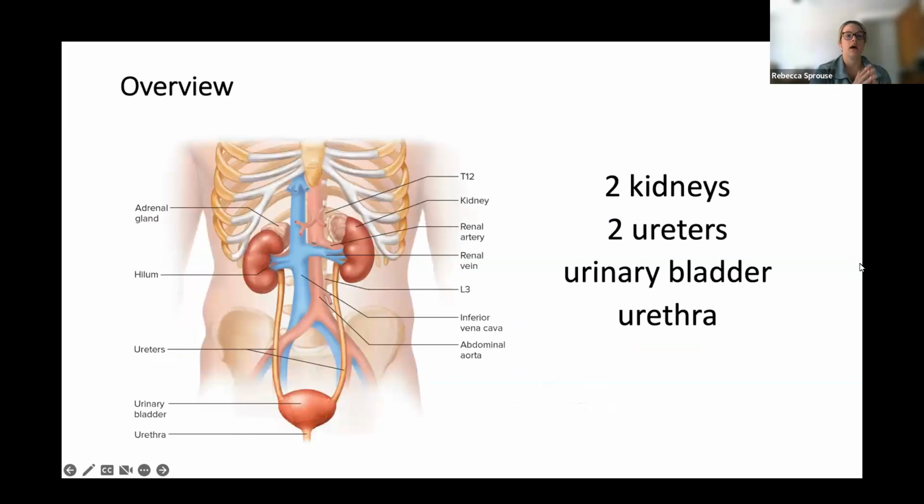Okay, so the urinary system is made up of 2 kidneys, 2 ureters, a urinary bladder, and a urethra. So here are your kidneys. They're little bean-shaped structures. Off of each kidney, we have a long tube called a ureter that drains urine from the kidney down into the urinary bladder where urine is stored. And then a urethra would be our exit tube out. So urine is formed in the kidney, travels down the ureter, is stored in the bladder, and then excreted through the urethra.